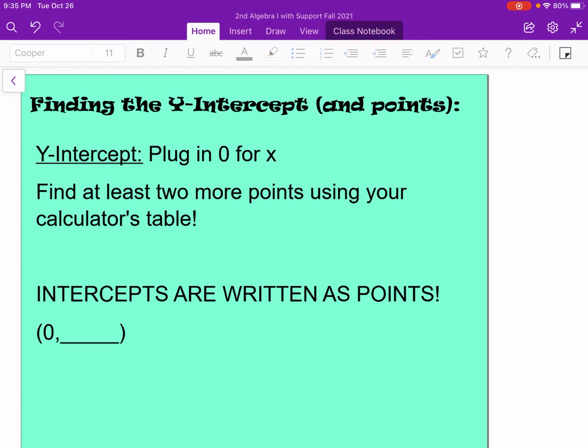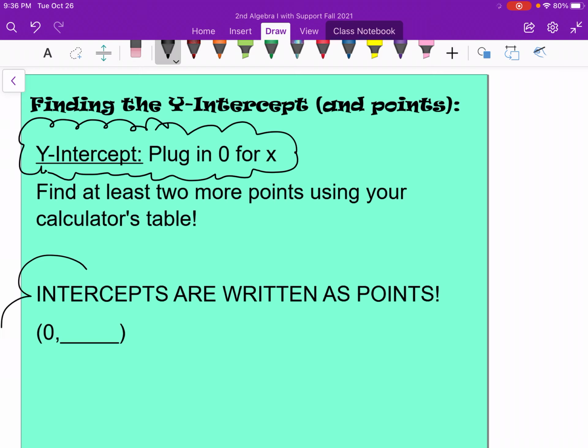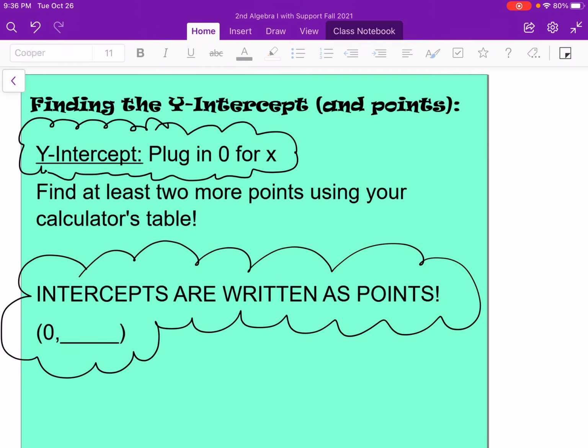Finally, we're going to talk about finding the y-intercept and points. To find the y-intercept, you plug in 0 for x, okay? So we're just going to talk about finding the y-intercept for today. So we're going to plug in 0 for x, and then we're going to find out what it is. Remember that intercepts are written as points. So the y-intercept is written as 0, comma something. So don't just tell me that the y-intercept is 6 or something else. It has to be 0, comma 6.